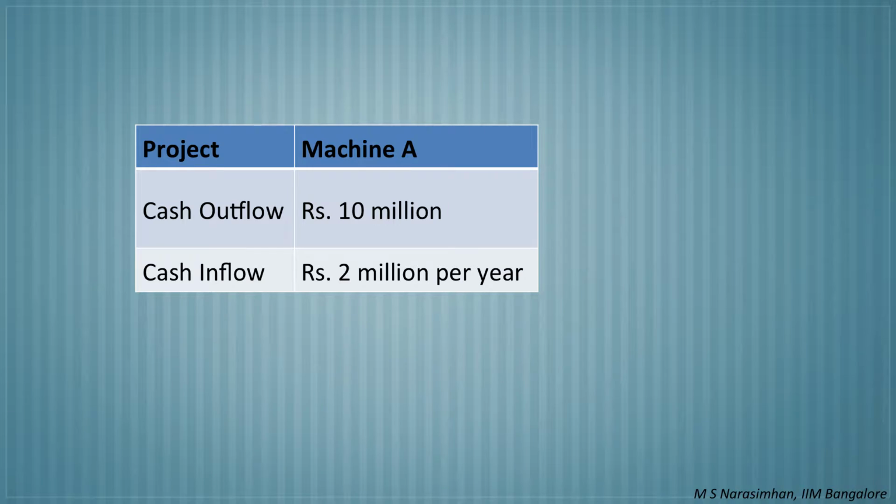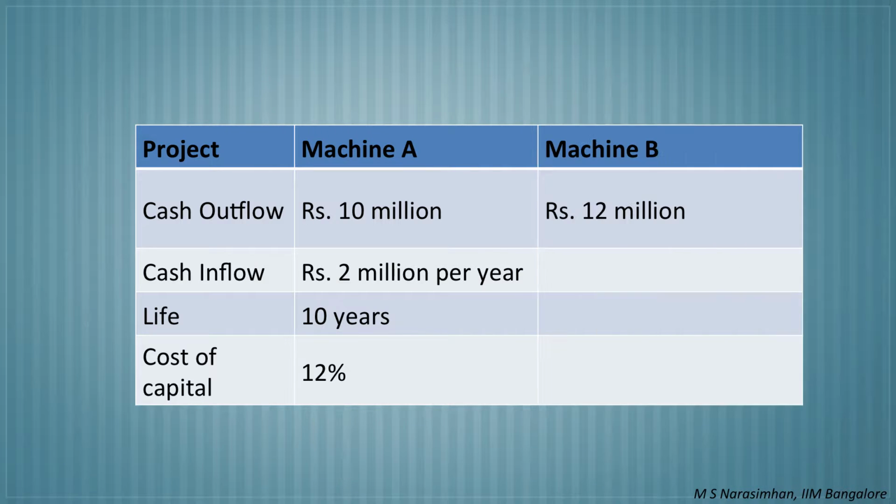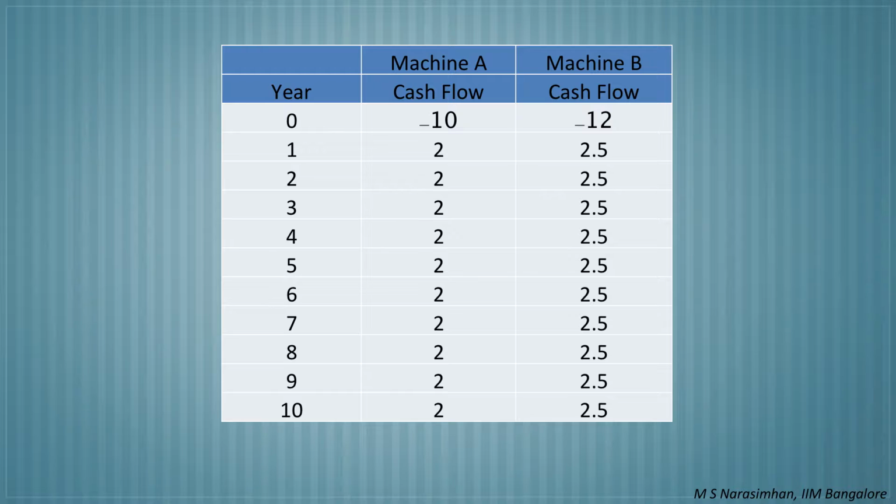Let us do an illustration. The production manager of Alpha Limited wants to add a machine and is considering two machines to choose one of them. Machine A costs 10 million and generates a cash inflow of 2 million for 10 years. Machine B costs 12 million and generates a cash inflow of 2.5 million for the next 10 years. Let us take the help of Excel to compute the IRR of both machines.